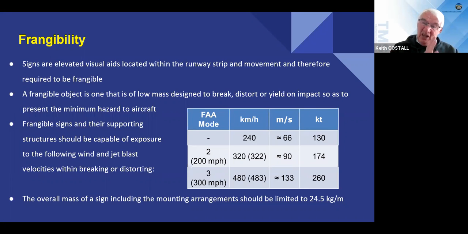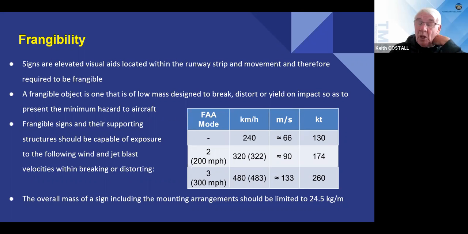So without breaking, I think that's quite obvious, but without distortion. And one of the things we really need to take into consideration is how do we mount that guidance sign to that concrete base? That is the structure. We're mounting the guidance sign on a frangible coupling. That frangible coupling has to be bolted securely to that base unit. Very important. So there are these yield levels that are taken into consideration in frangibility.